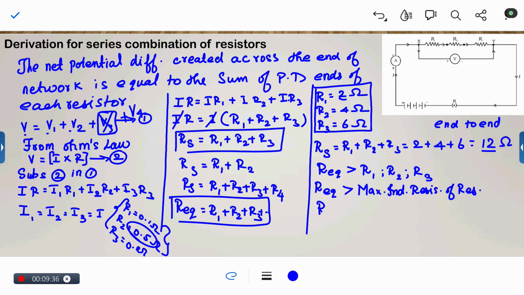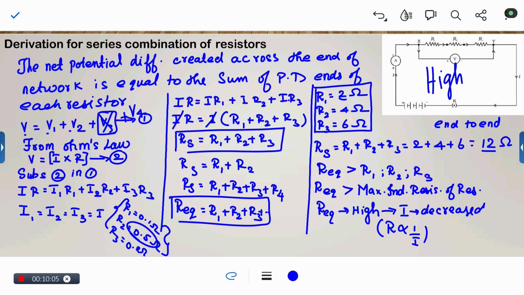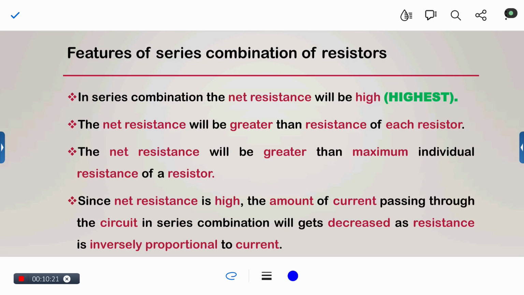Since the net resistance is high, the amount of current passing through the circuit in series combination will get decreased. Why? Because as per Ohm's law, we know resistance is inversely proportional to current. In our question paper, they'll use the term Rs, and this subscript s represents that the given combination is in the form of a series. Next slide, those relations are given.